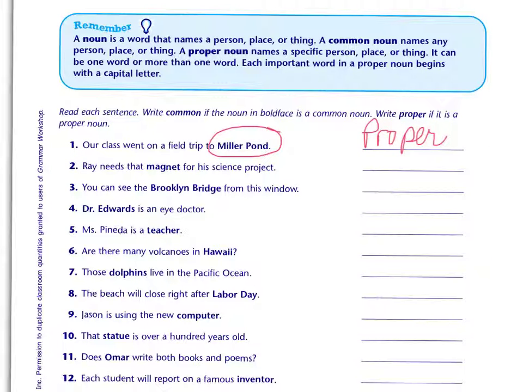Okay, let's look at number 2. Ray needs that magnet for his science project. Now, magnet, this time, is the noun, but it's not a specific name of a magnet. It's just a regular magnet, and it's not capitalized. So we know that that one would be a common noun.